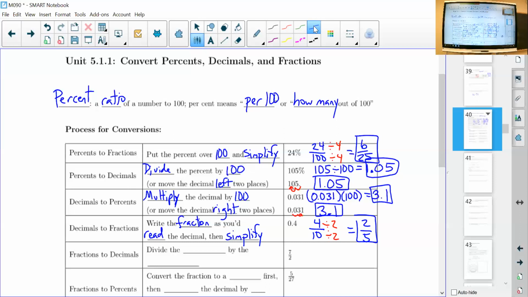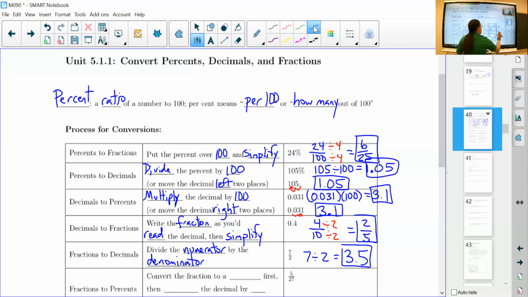Fractions to decimals. So going the reverse of what we just did. This one is nice and simple. We're just going to divide the numerator by the denominator. We can do that with long division or with a calculator. 7 divided by 2. Again, on all of these, show me your work. So 7 divided by 2 can be your work. You type that into the calculator or you do long division. You get 3.5 or 3 and 5/10.